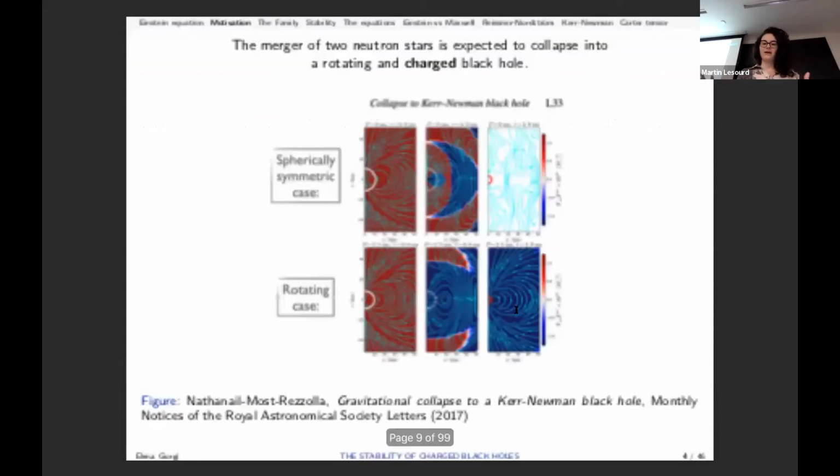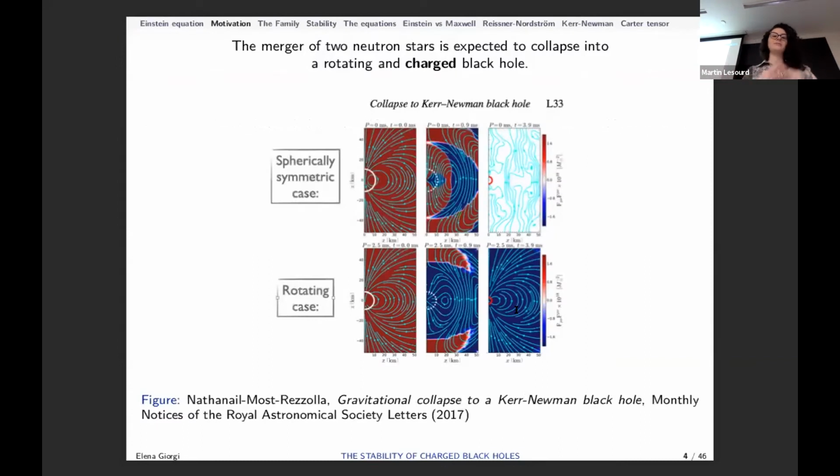And why is this any relevant? Well, because the merger of two neutron stars is expected, from a theoretical point of view, to collapse into a rotating and charged black hole. So here is some simulation from this paper, one of the authors is Elias Moss from the Princeton Gravity Initiative, and what they're considering is a collapse of neutron stars.